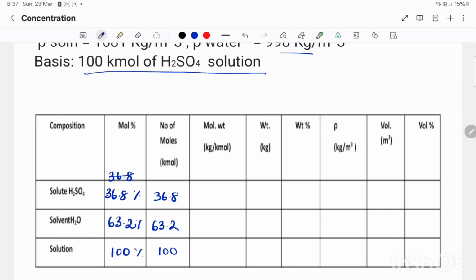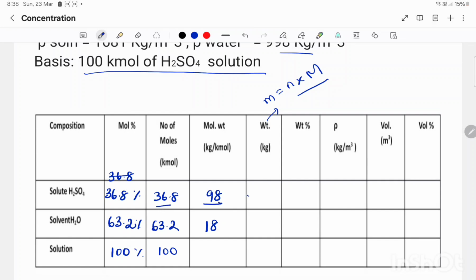Next, for calculating the weight, we know the formula: number of moles is equal to mass by molecular weight. Therefore, the mass or weight is equal to number of moles into molecular weight. So we should know the molecular weight of sulfuric acid, which is 98, and the molecular weight of water, which is 18. So the mass can be calculated by number of moles into molecular weight. That is 36.8 into 98.